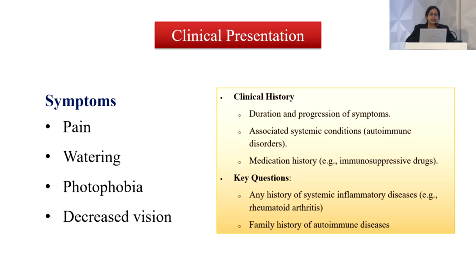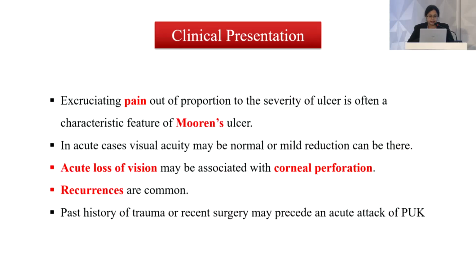Now, coming to the clinical presentation, symptoms would be like any other ulcer: pain, watering, photophobia, and decreased vision. What's essential when you're working up a patient is clinical history, duration and progression of symptoms, and associated systemic conditions, because you would want to rule out any underlying autoimmune disorders or systemic immunosuppression, and medication history, specifically the immunosuppressive drugs. Key questions are any history of inflammatory disorders like rheumatoid, and any family history of autoimmune diseases.